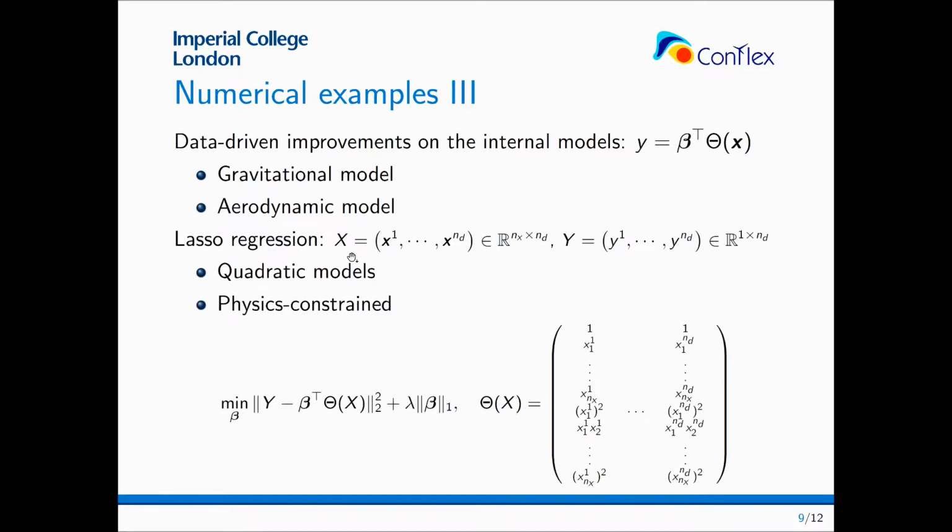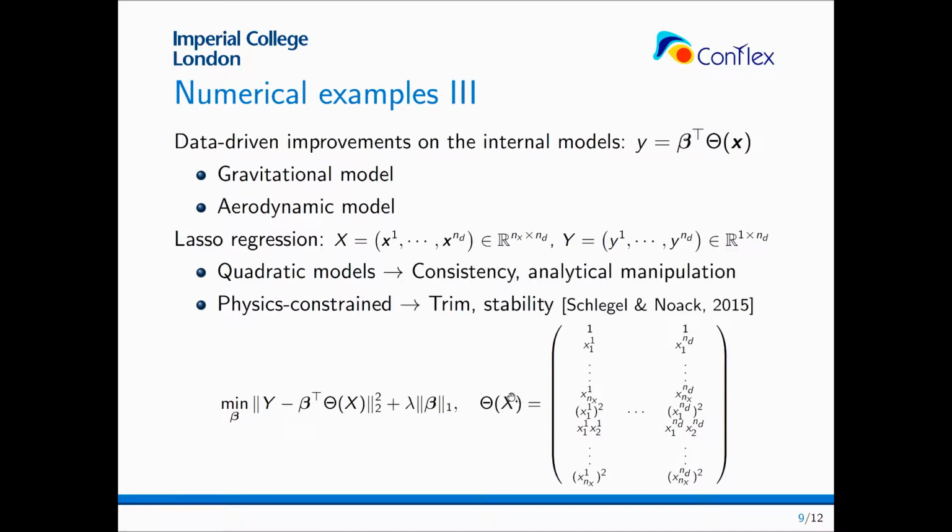So what we do is we solve a lasso regression problem, where for some snapshots of inputs and outputs, we can find these coefficients beta of our models by solving this least squares minimization problem, which is regularized by this L1 penalty term. And for that, we use quadratic models. So we select this library to have monomials of up to second order in all of its inputs.